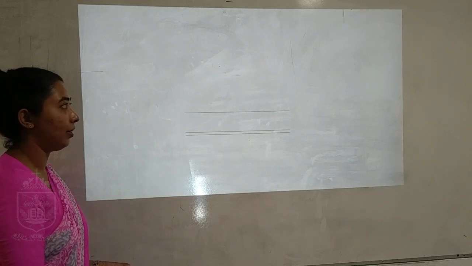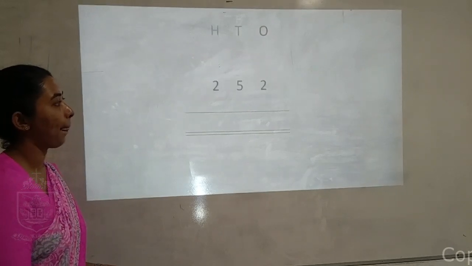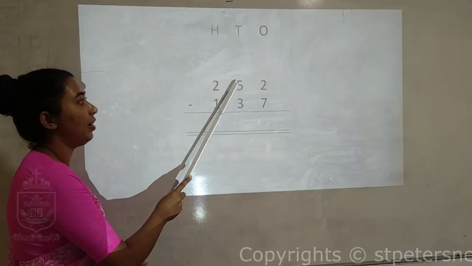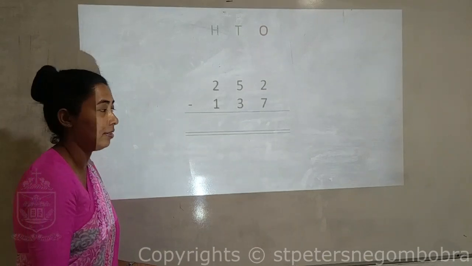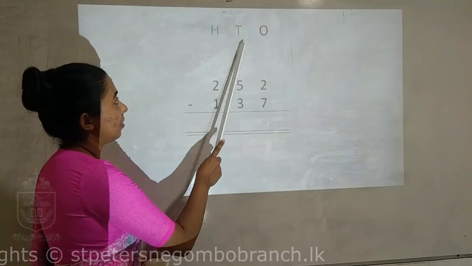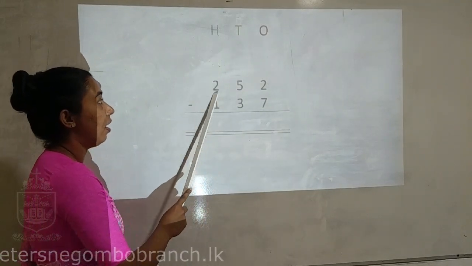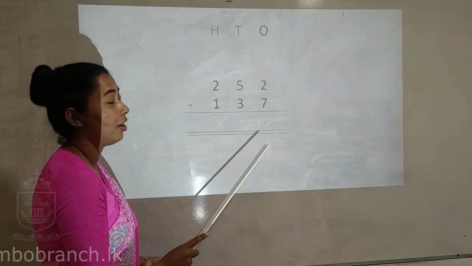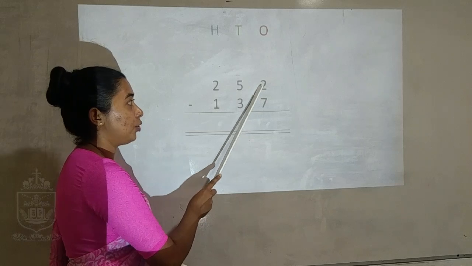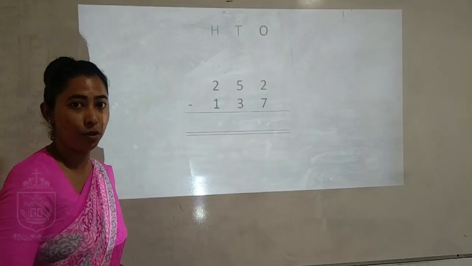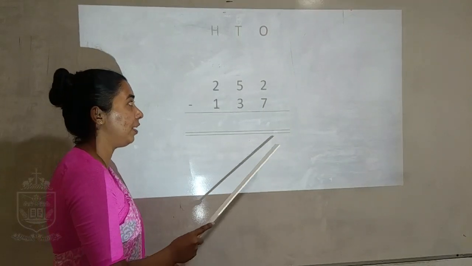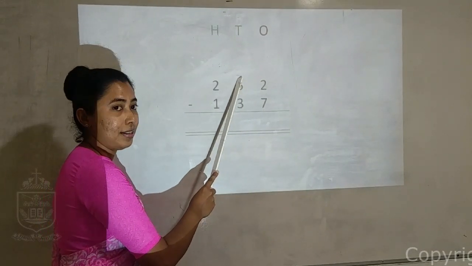Now we are going to subtract 137 from 252 in order to find the balance. You can see, these are ones, these are tens and these are hundreds. First, we have to subtract ones. We have to subtract 7 from 2. Can we do that? No, because 2 is smaller than 7. So definitely we have to ask 1 from tens.